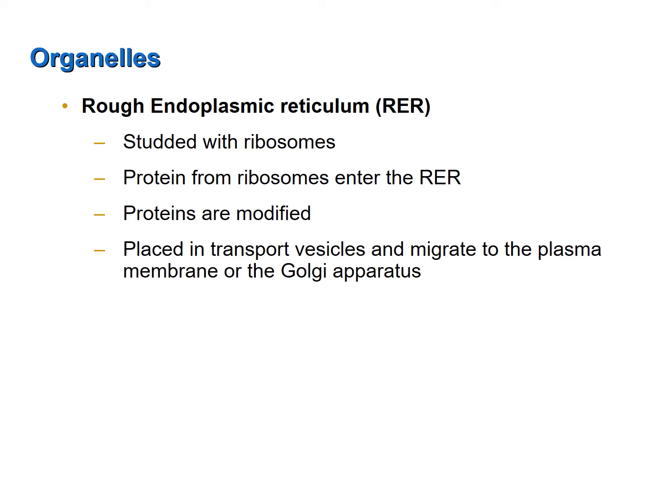The rough endoplasmic reticulum is studded with ribosomes. Protein manufactured by the ribosomes enters the cisternae of the rough endoplasmic reticulum. There, the proteins are modified, placed in transport vesicles, and these vesicles then migrate either to the plasma membrane or to the Golgi apparatus.